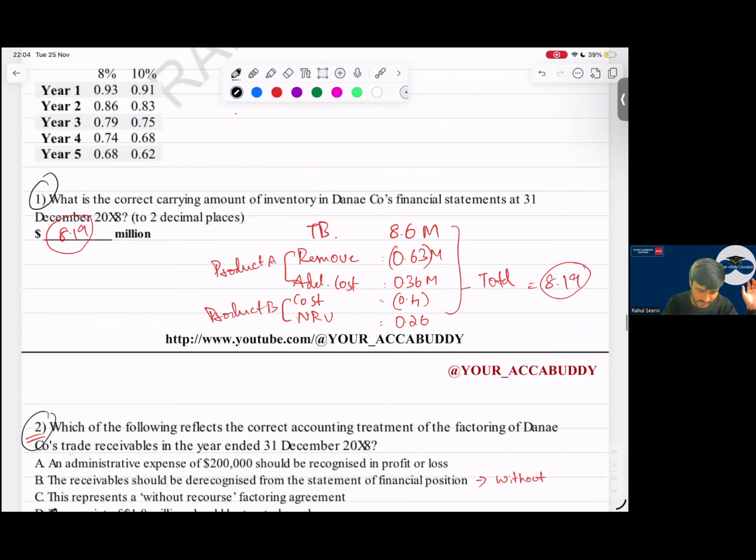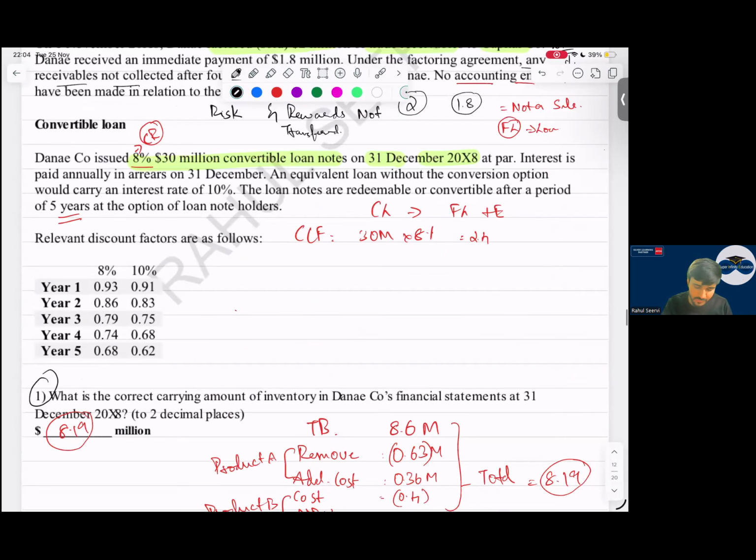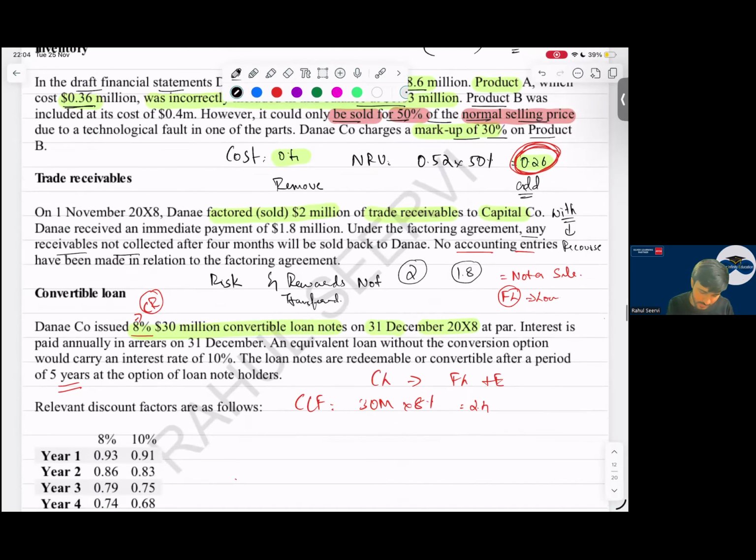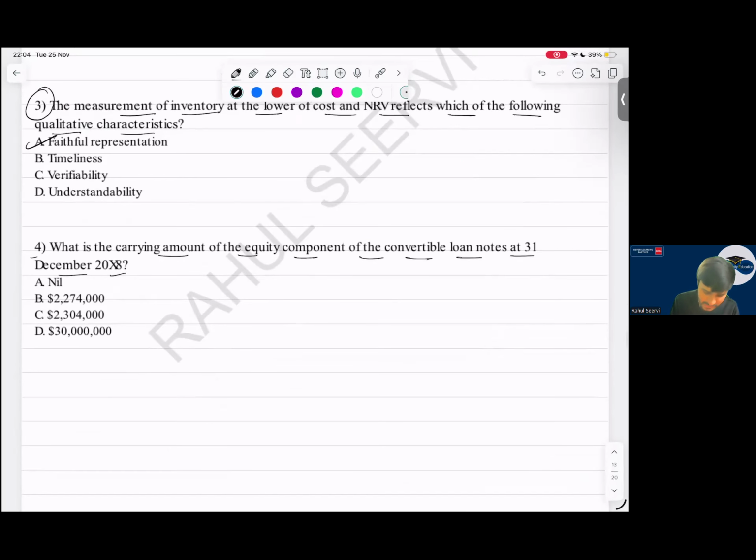Now let us start with the convertible bond. Let me do the calculation here only. My contractual cash flow will be 30 million into 8 percent, that is 2.4, 2.4, 2.4, 2.4, 2.4, for years 1, 2, 3, 4, 5. And in the fifth year, 30 million I have to pay. So this is at 8 percent.